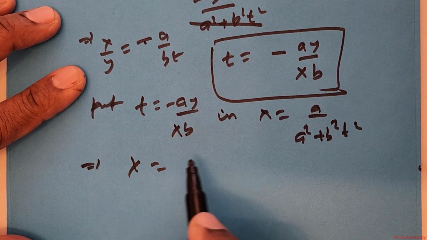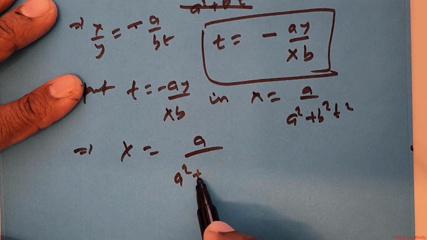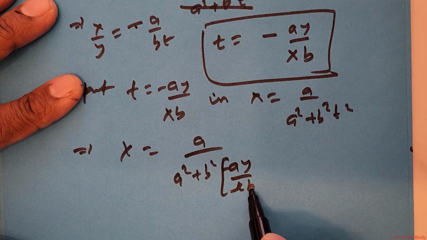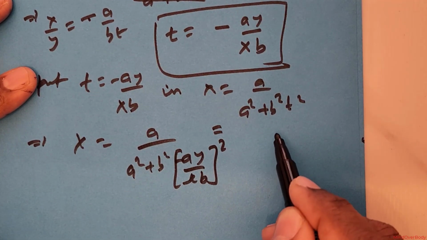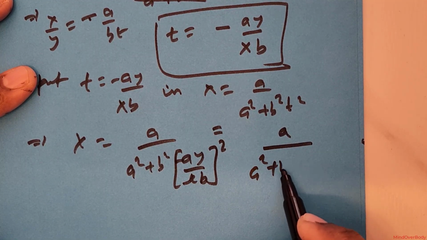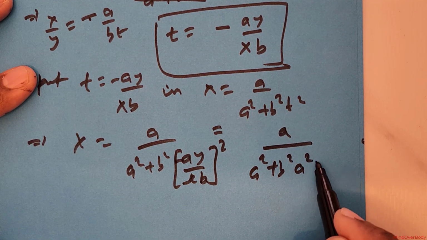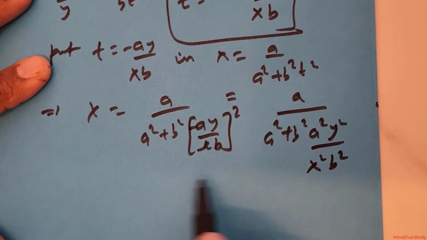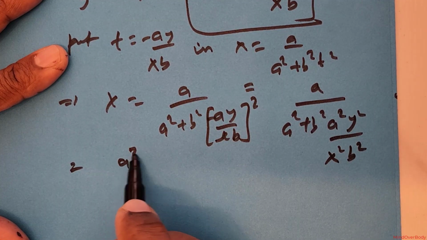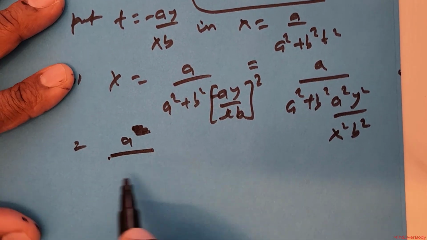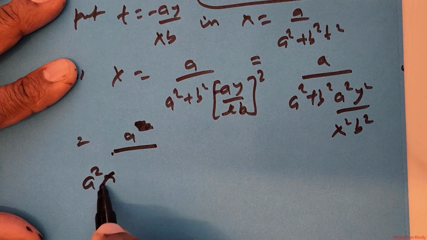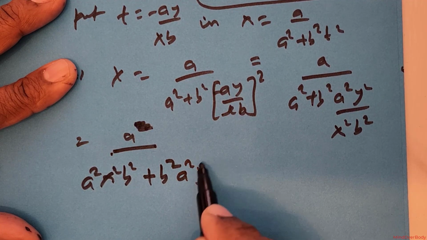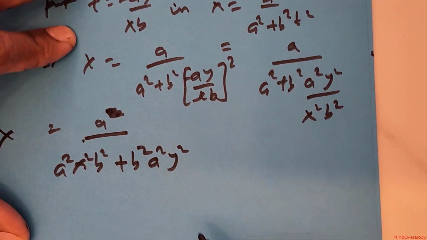So this means x is equal to a over a squared plus b squared, times negative ay divided by xb the whole squared, which is going to be a over a squared plus b squared times a squared y squared divided by x squared b squared. So you cross multiply, you get a squared times x squared b squared plus b squared times a squared y squared is equal to x. This is what we got.